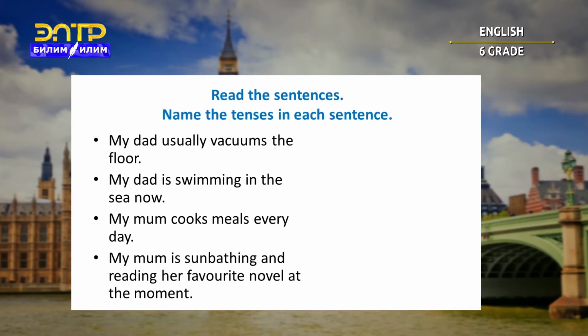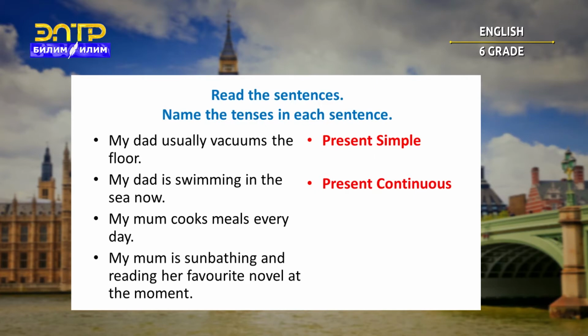Read the sentences again. Name the tenses in each sentence. My dad usually vacuums the floor. This is present simple. We use here adverb of frequency, usually. Sentence number 2. My dad is swimming in the sea now. This is present continuous. This is the action happening now.